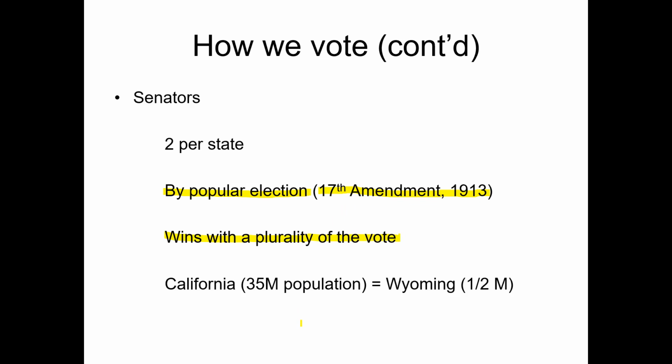We do have some unequal elements with our Senate. California, for example, which has a population of 35 million, has 2 senators. Wyoming, which has a population of only half a million people, also has 2 senators.